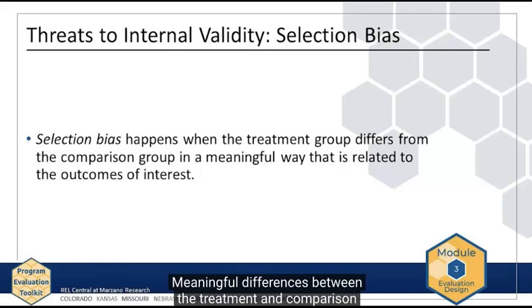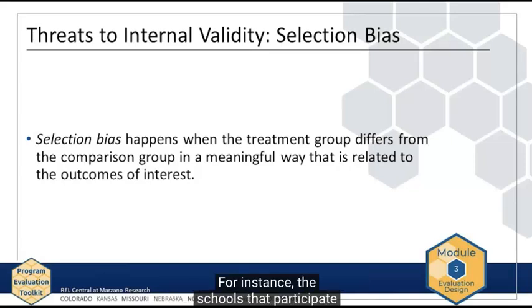Meaningful differences between the treatment and comparison schools are likely. For instance, the schools that participate may be more likely to have staff that support program implementation, or they may serve student populations that receive more family support to complete homework assignments. As a result, the treatment group may not be representative of the target population, possibly leading to overly positive results.